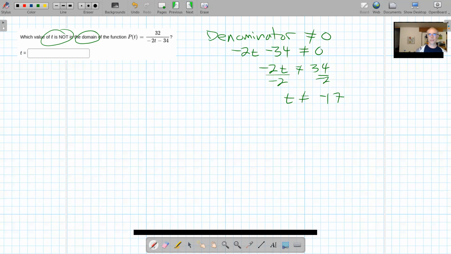Let's try another. Actually, let's graph that to check it out. I think I'll use Desmos today. Give me a sec to bring it up here. I'm going to use f of x notation. Whoa, if I could type. And it is 32 divided by -2x minus 34. Let's take a look at this.